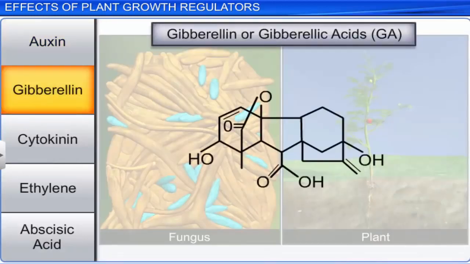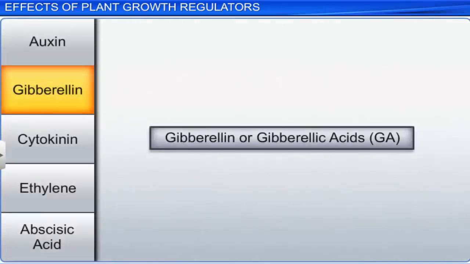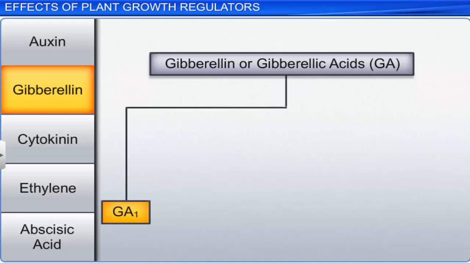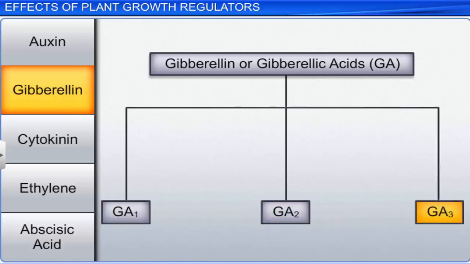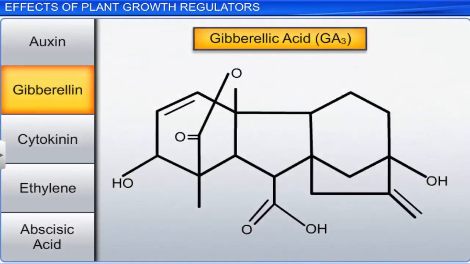Gibberellins or gibberellic acids or GA are extracted from fungi and higher plants. They are referred to as GA1, GA2, GA3, etc. in the order of discovery, and they are acidic in nature. GA3 was the first of all the gibberellins to be structurally discovered.